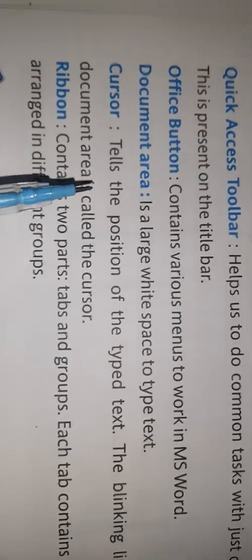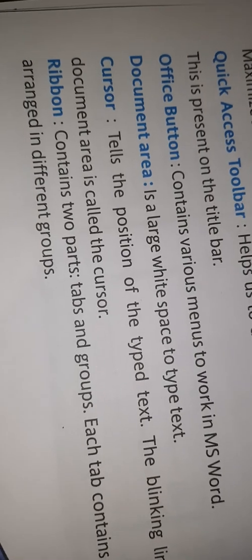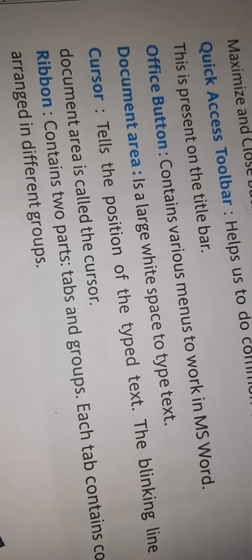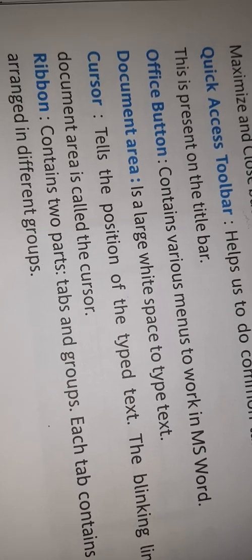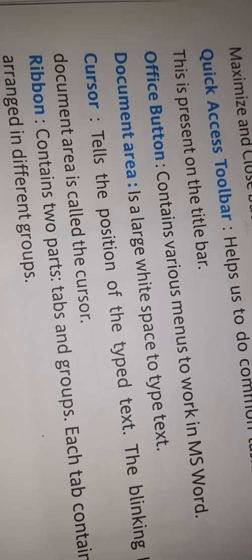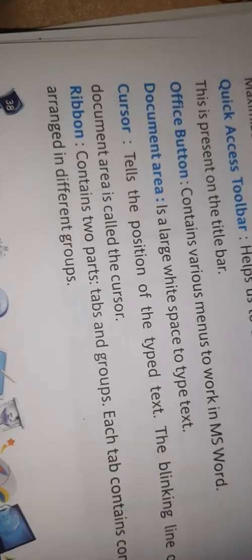Then cursor, it tells the position of the typed text. The blinking line on the document area is called the cursor. Wherever you are typing in the document, the cursor will show you that at this place the typing is being done, or at this place you can do the typing. You can change the position of the cursor using arrow keys, or even enter when you are typing in a new document.